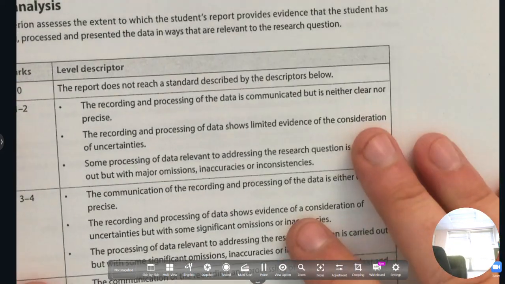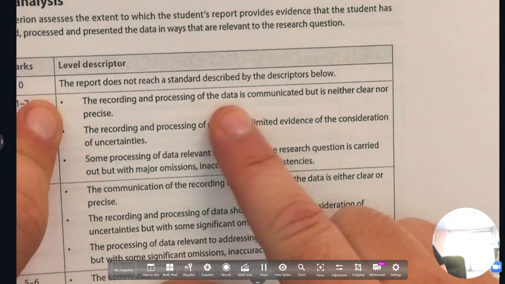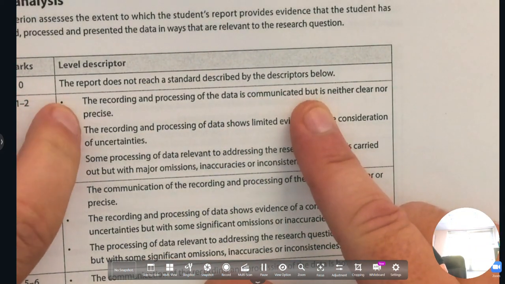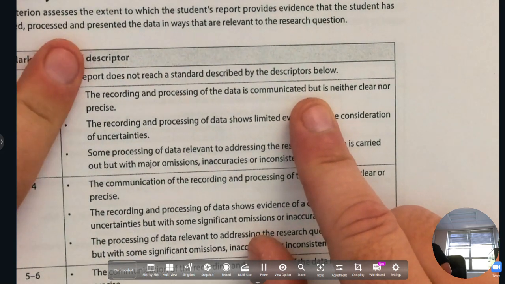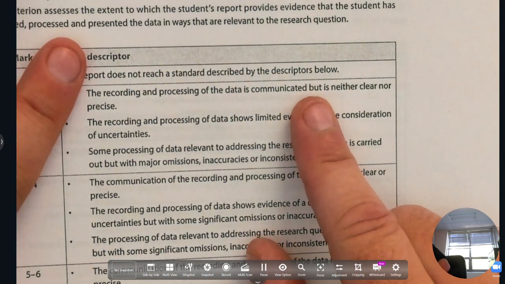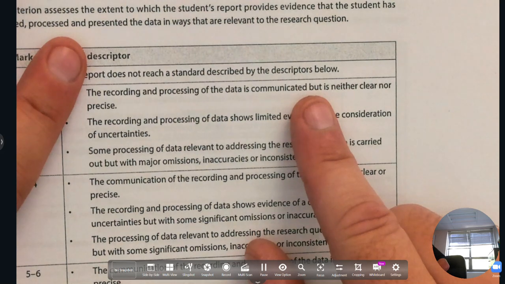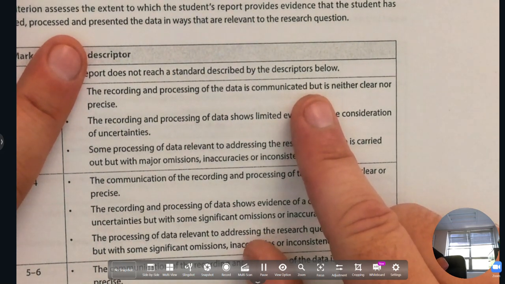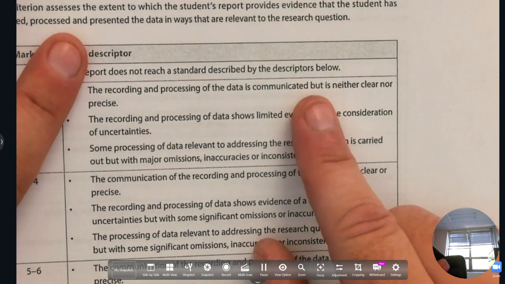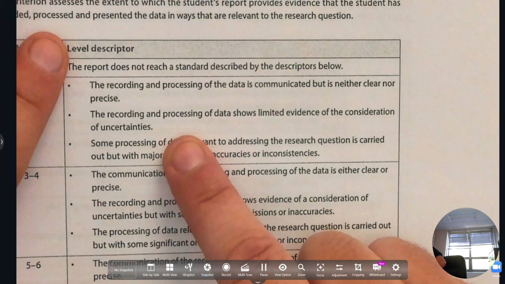It says, the recording and processing of data is communicated, but it's not clear or precise. You know what precision means? Are all of your measurements recorded to the correct number of significant figures based on the devices you're using? That's what precision means. Are you indicating the correct precision? I will help you with all of that. Don't worry.